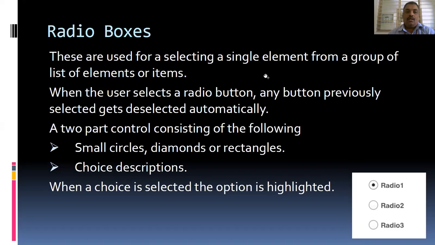Next, when the user selects the radio button, any button previously selected gets deselected automatically. So that is what we understood. Next, a two-part control consisting of the following: small circles, diamonds, or rectangles, and a choice description. When a choice is selected, the option is highlighted. When you select any of the choices, the particular option gets highlighted. This is the meaning of radio box.